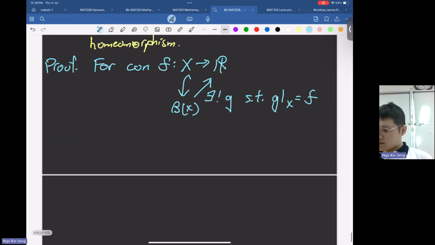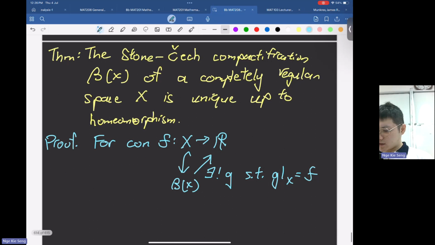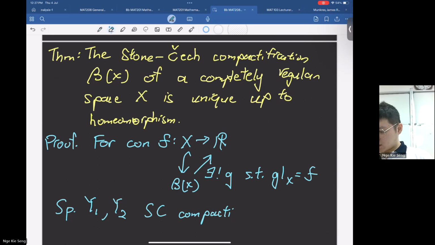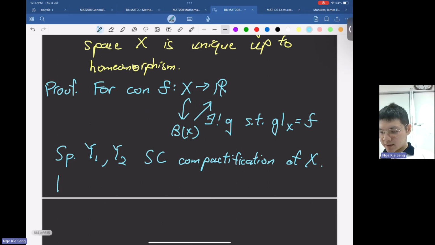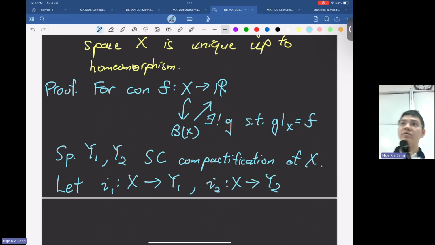So we want to prove uniqueness, right? Where can we start? Of course, we need to start with two possible configurations of X, and then show that there's a homeomorphism between them. So one thing you can see is obviously there's an inclusion map from X to Y1 and X to Y2, and the inclusion map is continuous.